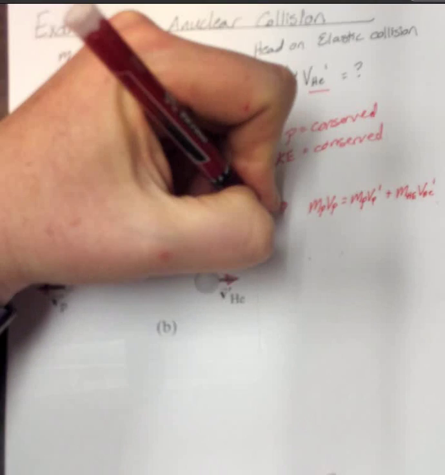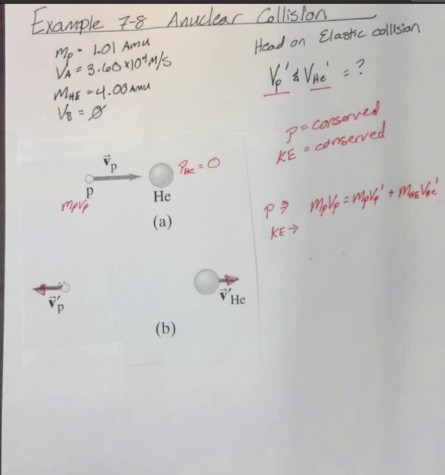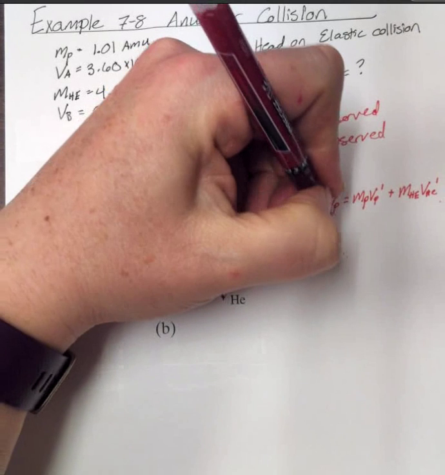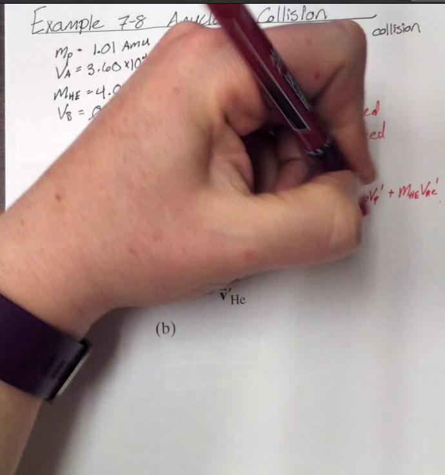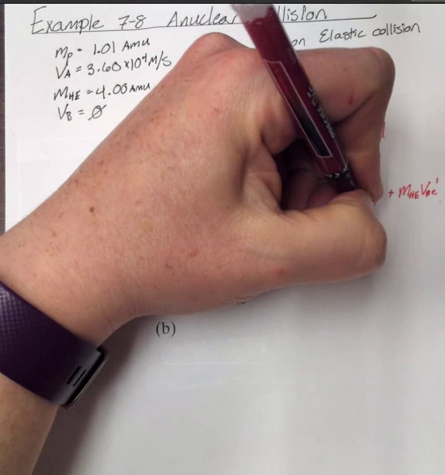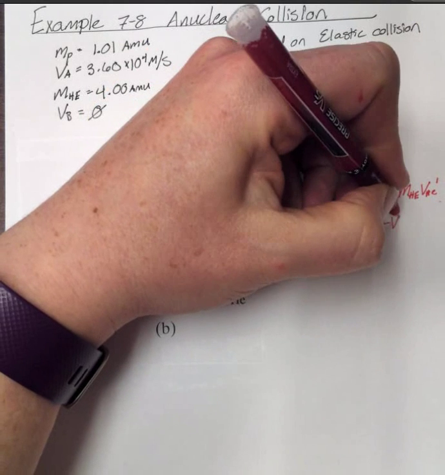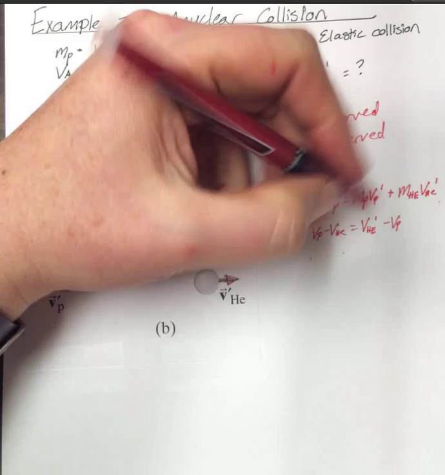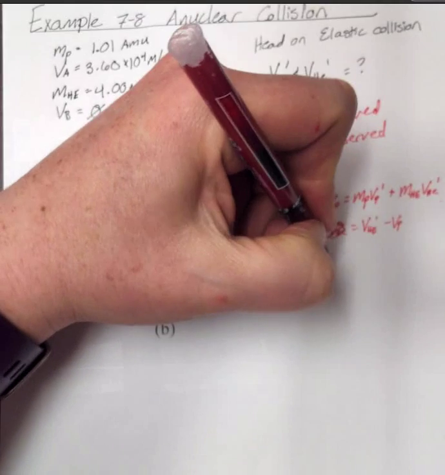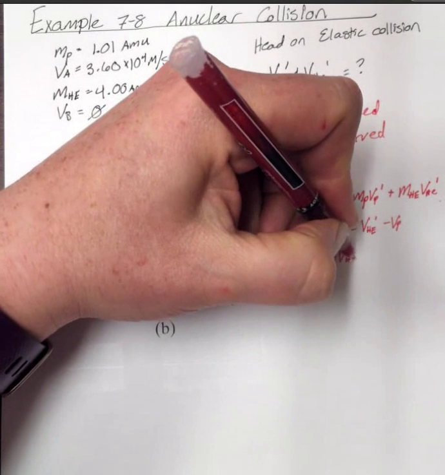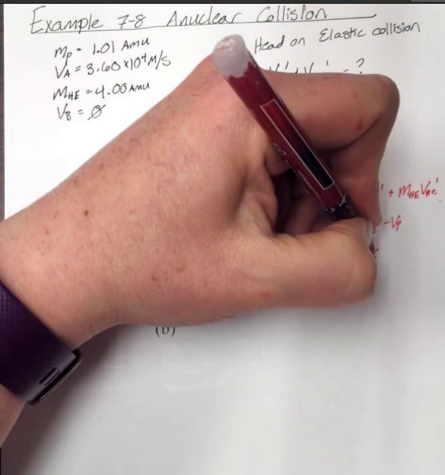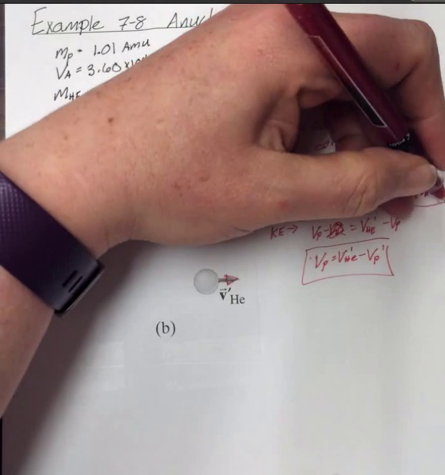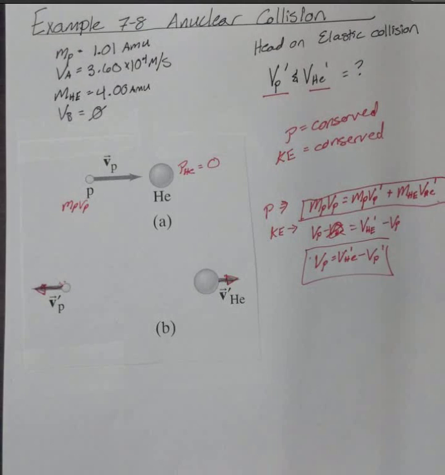Now we can find our kinetic energy equation, which is regardless of mass, lucky us. So that means that Vp minus Vhe is going to equal Vhe' minus Vp'. And we can simplify it because the helium was initially at rest. So Vp equals Vhe' minus Vp'. So here's our system of equations, this one and this one. And of course, mass matters.